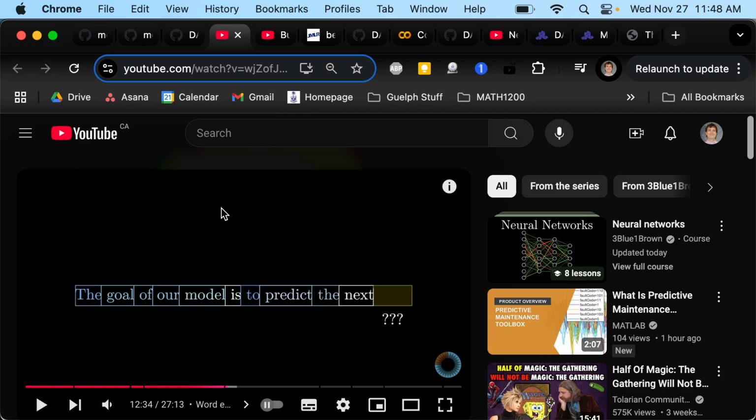The goal of our model is to predict the next blank. Predict the next blank. And so the model has to figure out what goes in that yellow blank.